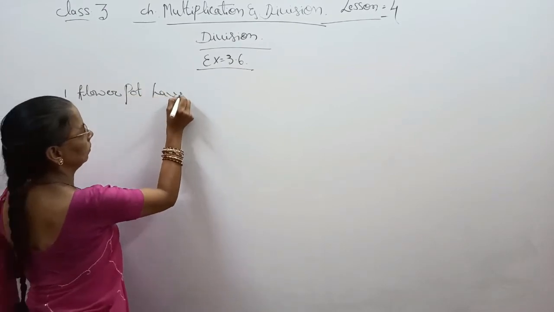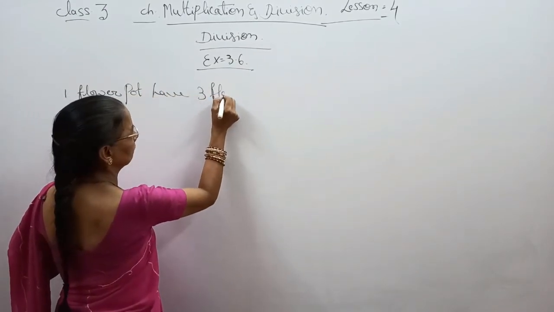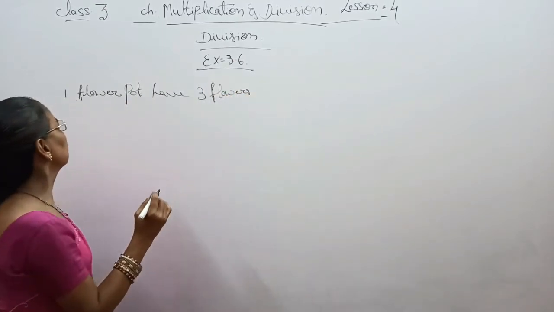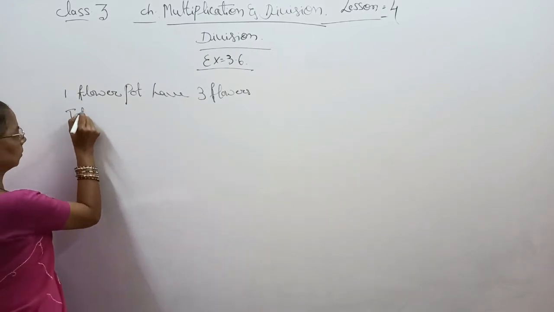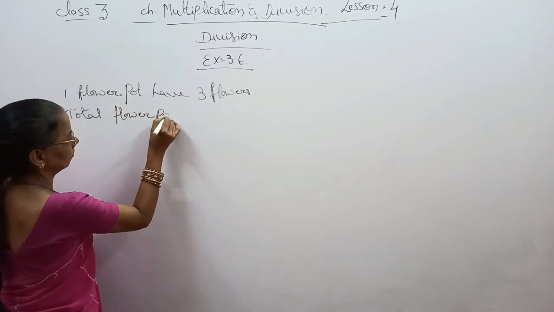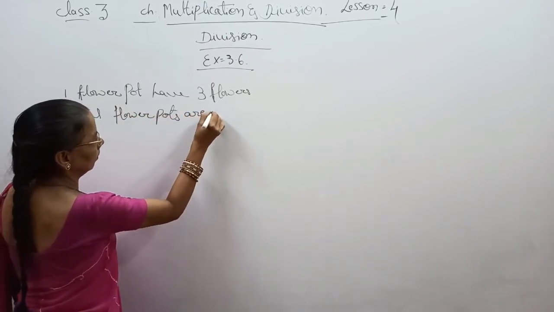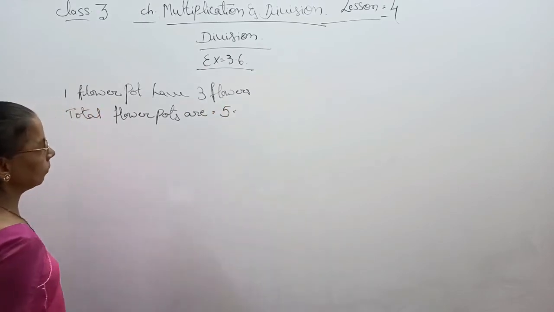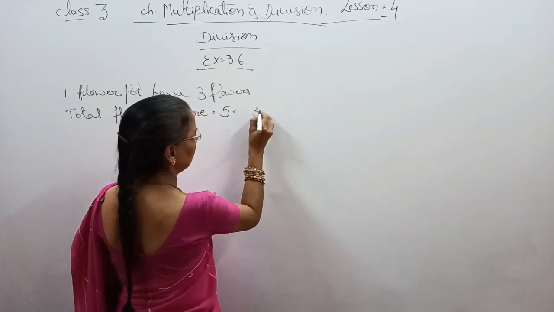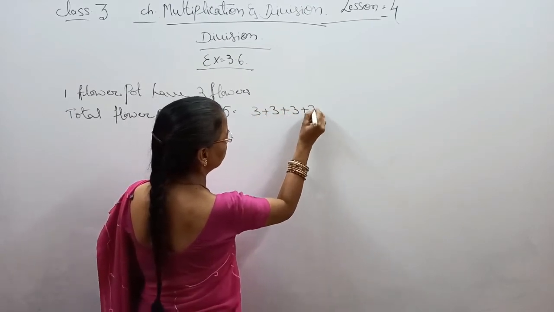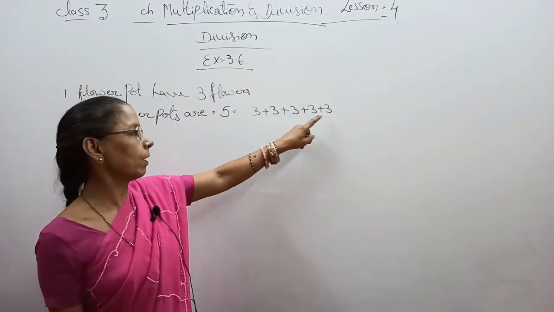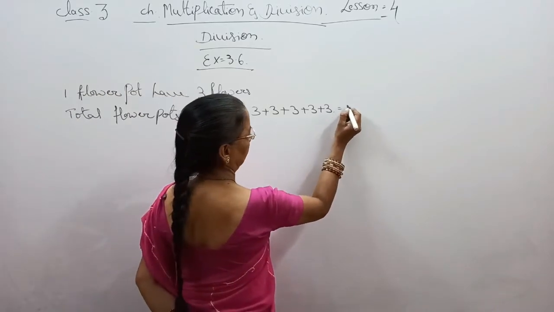that has 3 flowers, and the total flower pots are 5. Then we have to write 3 plus 3 plus 3 plus 3 plus 3. Like this, in one flower pot we have 3 flowers and in 5 flower pots we have 15.